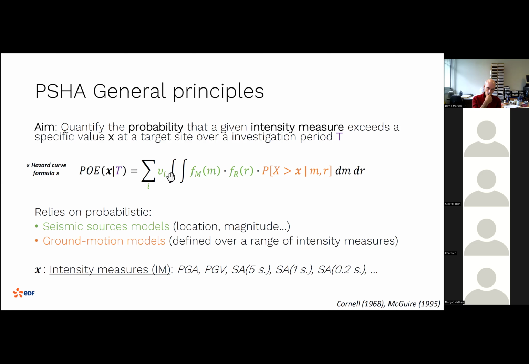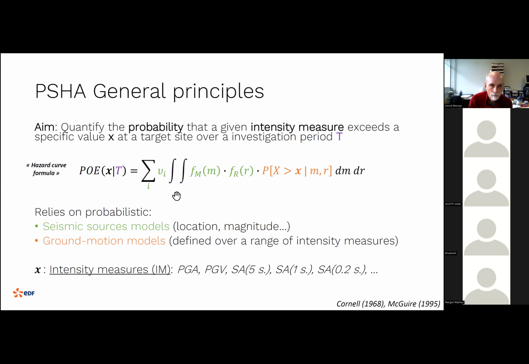I have color-coded the terms as a function of which part of the model they refer to. So you have in green the components related to the seismic source model, related to the description of seismic sources, their strengths, and so on. And you have in orange the part related to the ground motion model.